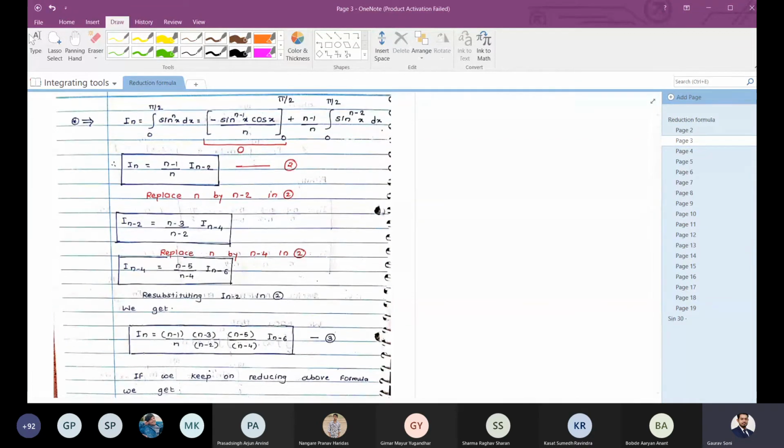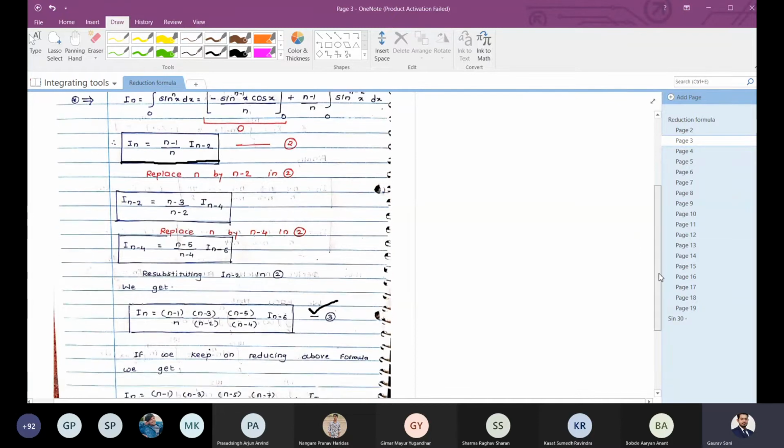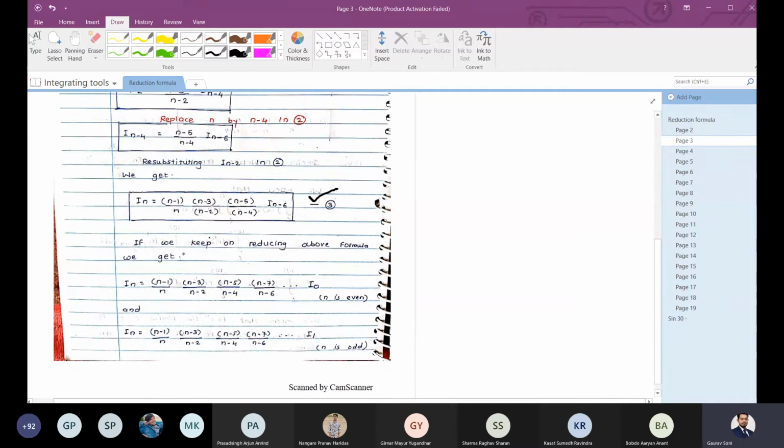So see here. What we have got is In is equal to (n minus 1) upon n times I(n minus 2). So in I(n minus 2) I can write n minus 3 and so on. So we keep doing this until we get I1 or I0. Okay, so if we keep on reducing the above formula, what we get is In equal to (n minus 1), then (n minus 2), (n minus 3), and we will go on up to I0. We'll get I0 only if n is even.